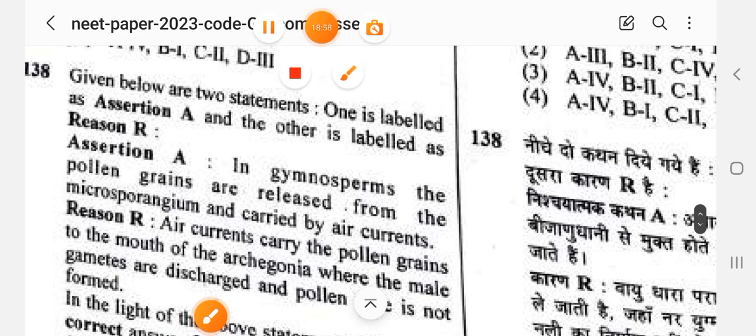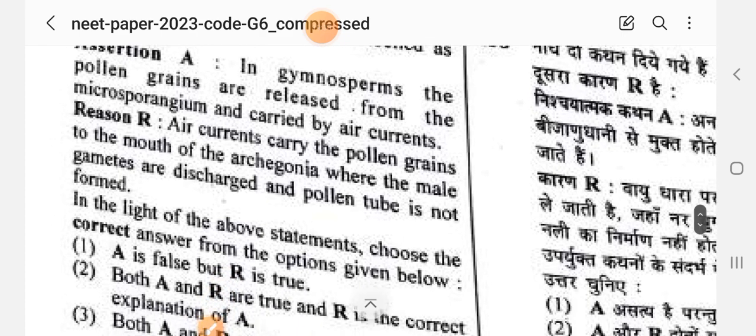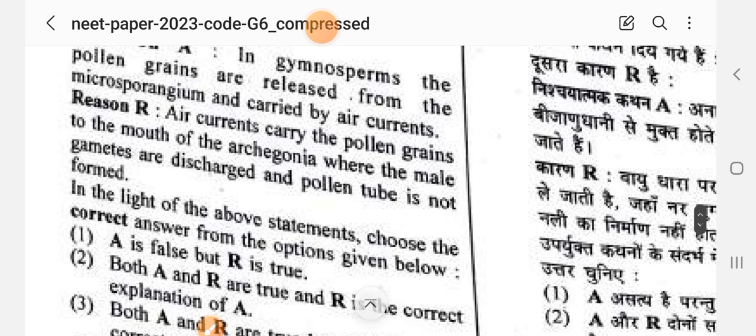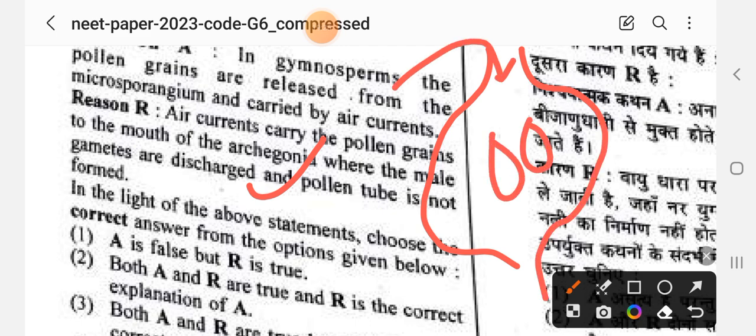So it's too long, so the next is: in gymnosperms the pollen grains are released from the microsporangium and carried by the air current. Air current carries the pollen grain to the mouth of archegonia where the male gametes are discharged. Pollen grain is not formed. Pollen grain is formed actually. Pollen grain के ही through archegonia जो यहाँ पे present होता है. यहाँ पे pollen grain micropylar end पे आता है. माइक्रोपाइलर एंड पे और इससे फ्यूज करता है जो भी फॉर्म होता है. तो बी ये गलत हो गया है.